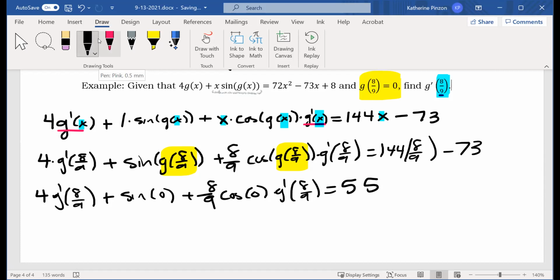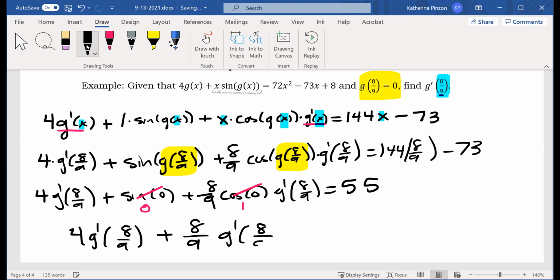Okay, let's evaluate these guys. What's the sine of 0? Sine of 0 is 0. What's the cosine of 0? 1. Cosine of 0 is 1. Okay, so the left-hand side looks like 4 g prime of 8/9. This middle term, sine of 0 is 0, so he's gone. Plus 8/9 g prime of 8/9 equals 55.